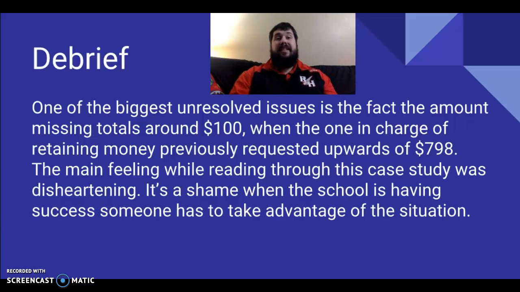One of the biggest unresolved issues is the fact that the amount missing was just around $100, when the one in charge of retaining that money only requested upwards of about $800. So the main feeling when reading this case study was, it's pretty disheartening when a school is having success, and they're getting people to show up and be active, that someone had to take advantage of that and try to take care of some personal needs.